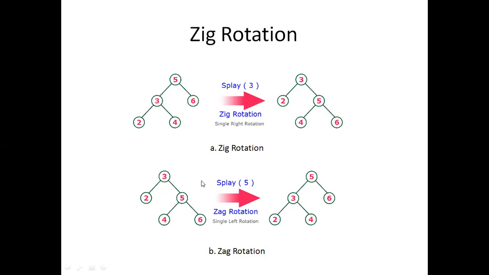Okay, but here the left child of this node 5 is 3. So we place this node 4 as a right child of node 3, but on the left hand side of node 5. This is nothing but Zag rotation. So Zig rotation or Zag rotation is the operation we perform when the accessed element is the right or left child of the root node.